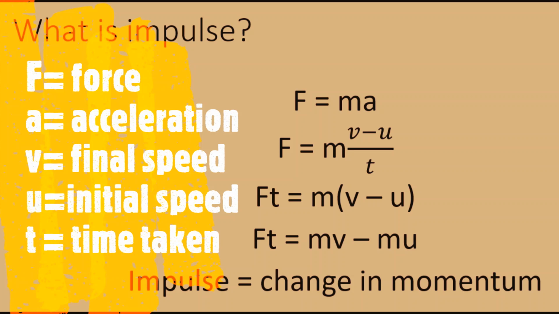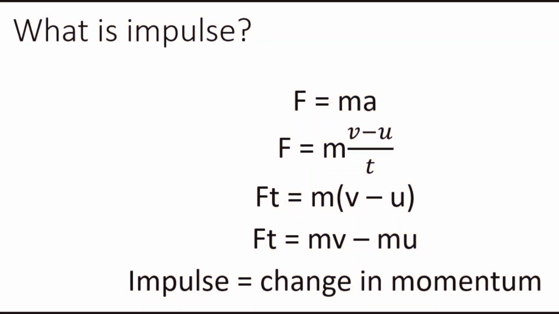Now, what is on the right-hand side? We've done momentum, because the equation for momentum is mass times velocity. So you have mv minus mu. This is the change in velocity, sorry, the change in momentum, because v is the final velocity, u is the initial velocity. So when you have mv minus mu, that is the change in momentum.